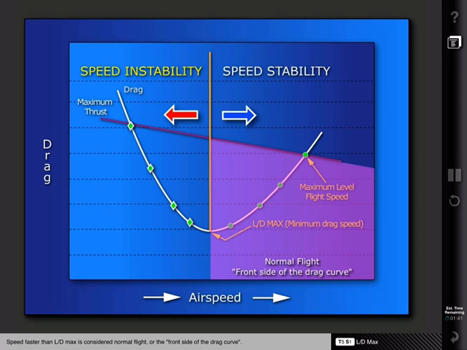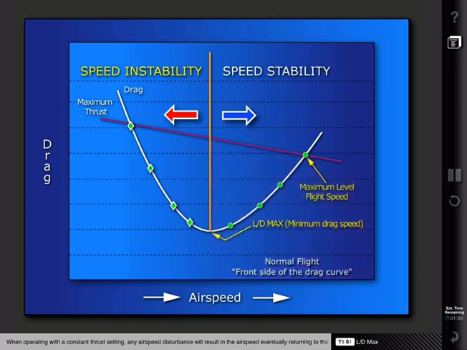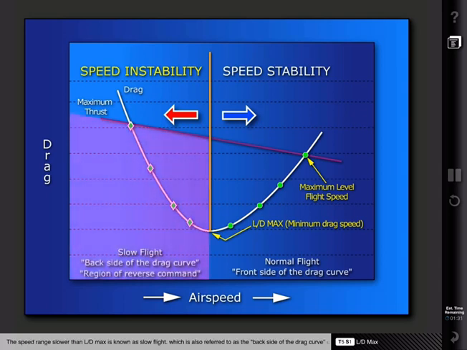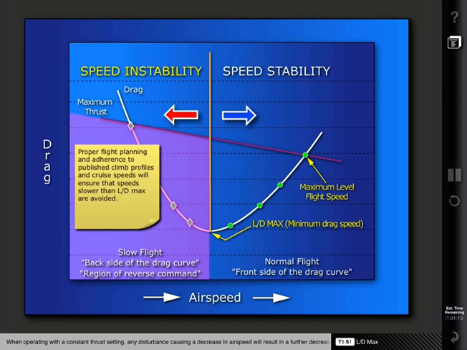Speed faster than LD max is considered normal flight, or the front side of the drag curve. When operating with a constant thrust setting, any airspeed disturbance will result in the airspeed eventually returning to the original airspeed. The speed range slower than LD max is known as slow flight, which is also referred to as the backside of the drag curve, or the region of reverse command. When operating with a constant thrust setting, any disturbance causing a decrease in airspeed will result in a further decrease in airspeed unless thrust is increased.